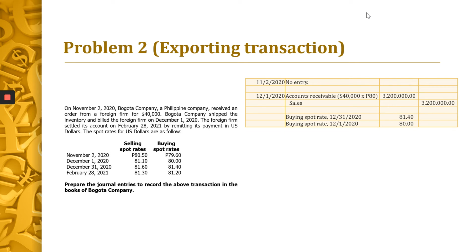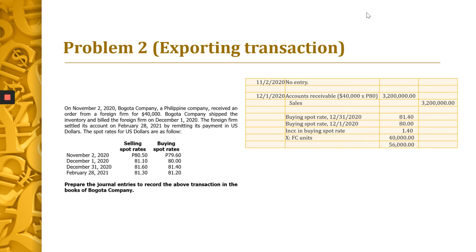Ano nangyari sa buying spot rate? Tumaas by 1.40. Then, multiply that to your foreign currency units of $40,000 and you will get a product of 56,000. Anong tawag natin sa 56,000 na ito?